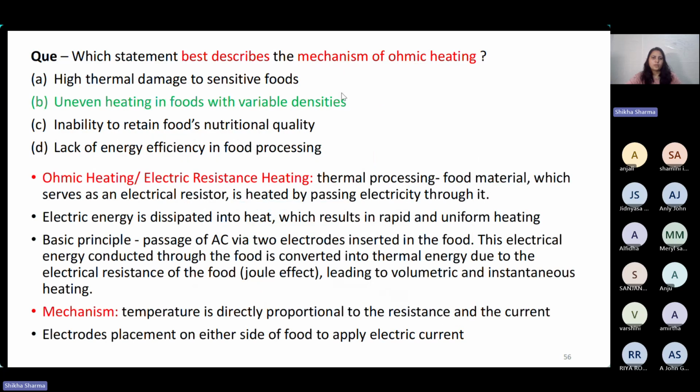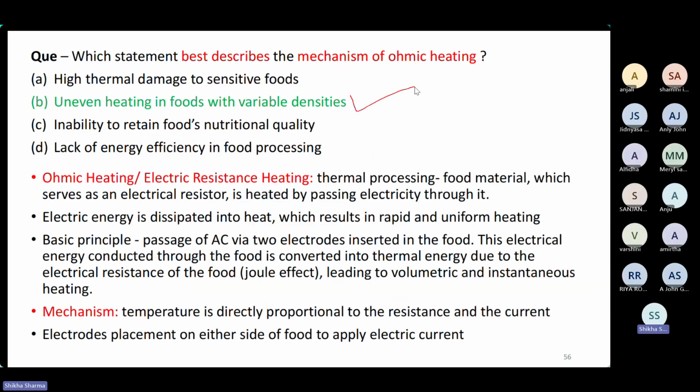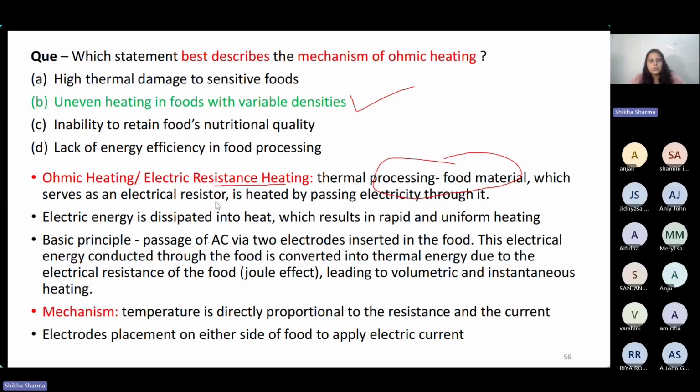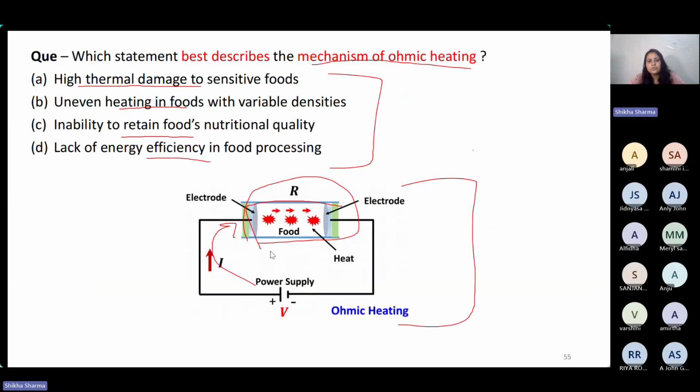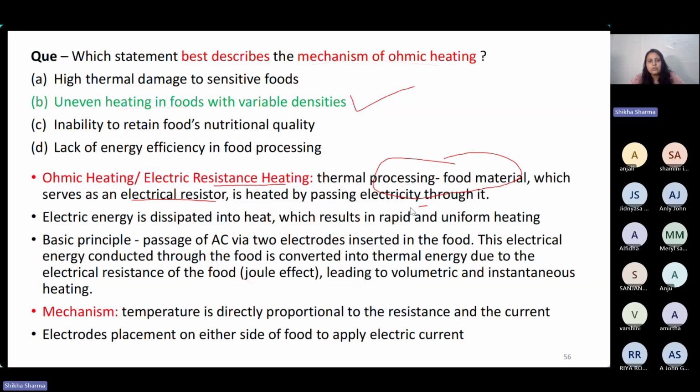So here B is the correct answer. It best describes ohmic heating. Ohmic heating, also known as electrical resistance heating, is a thermal processing of food material where the food serves as an electrical resistor. The food we are keeping acts as an electrical resistor, and when electricity passes through it, it generates heat.